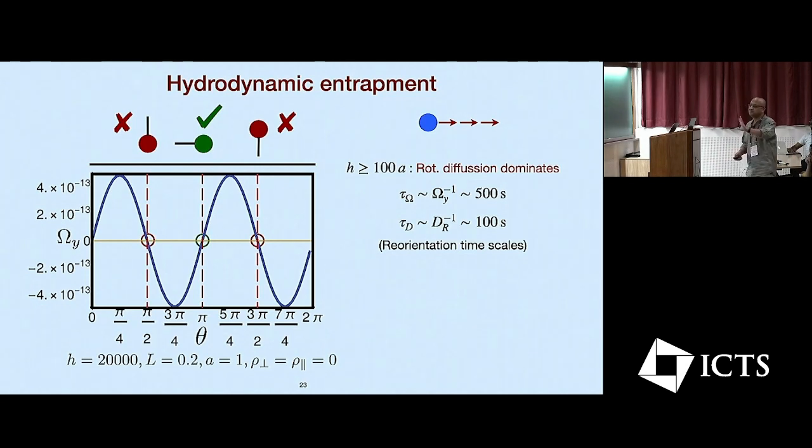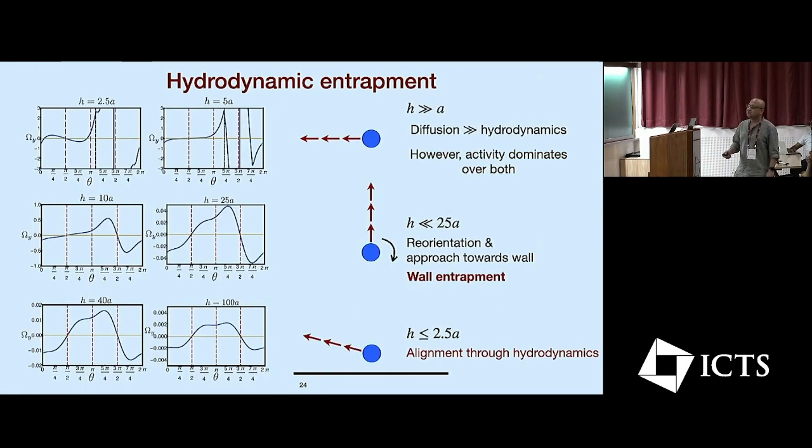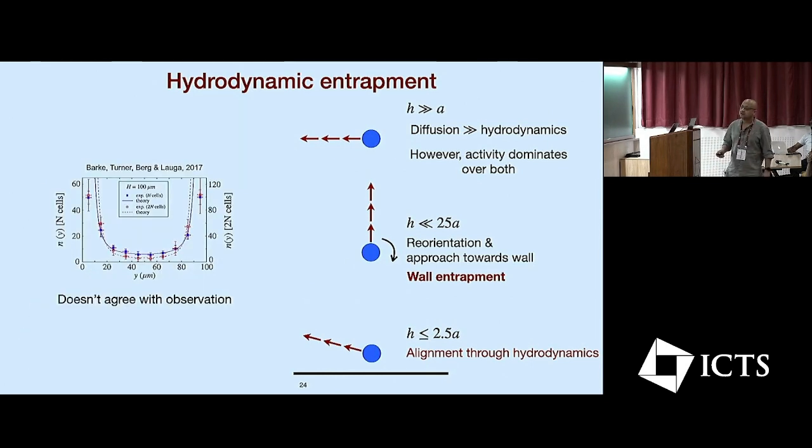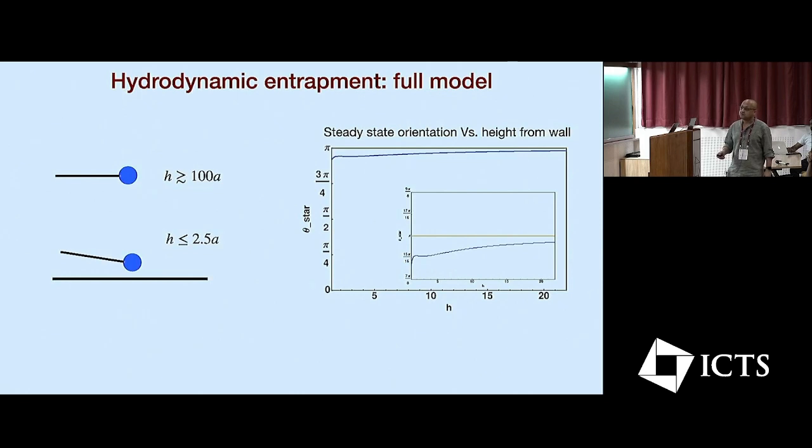So once we do the full analysis, what we found is that the distributed model gives a wrong result. It actually points the bacteria down towards the wall, which will overestimate the concentration there. So you do need to consider the full model.